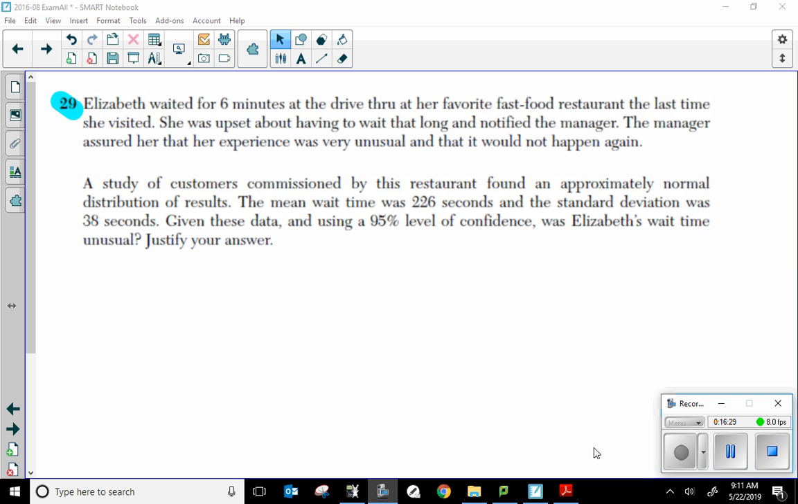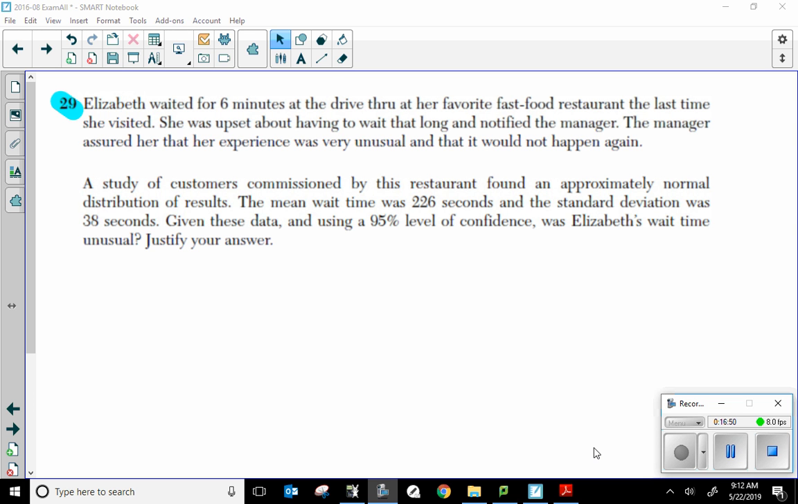Am I right? The manager, just like any fast food manager, came out and assured her that her experience was very unusual and it would not happen again, ma'am. In fact, here's another Baconator. Have fun.